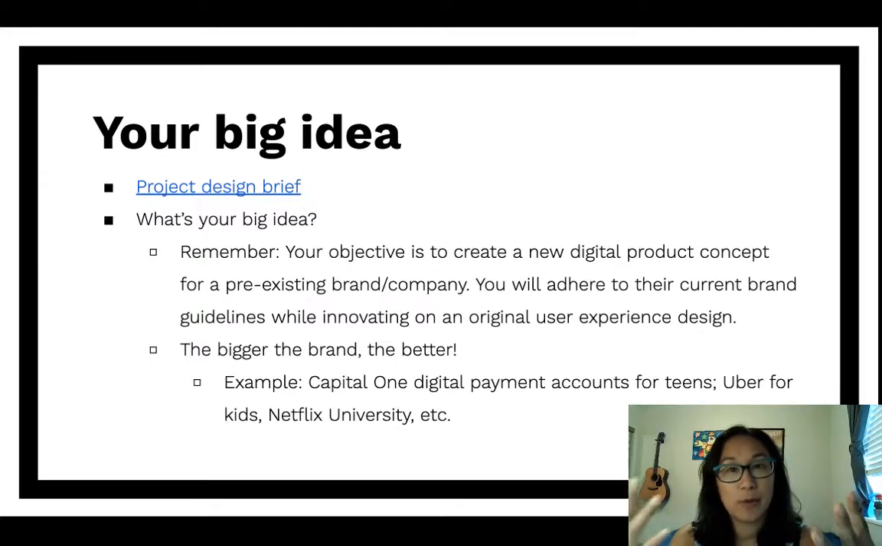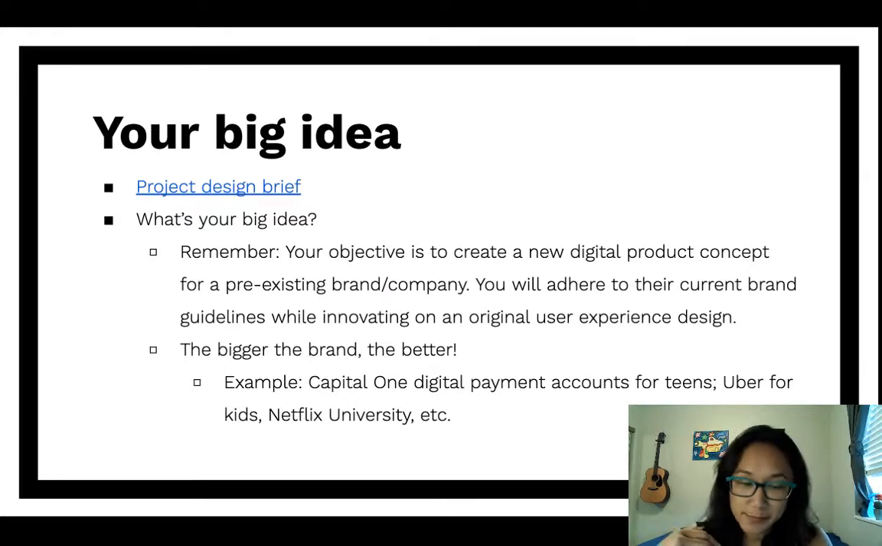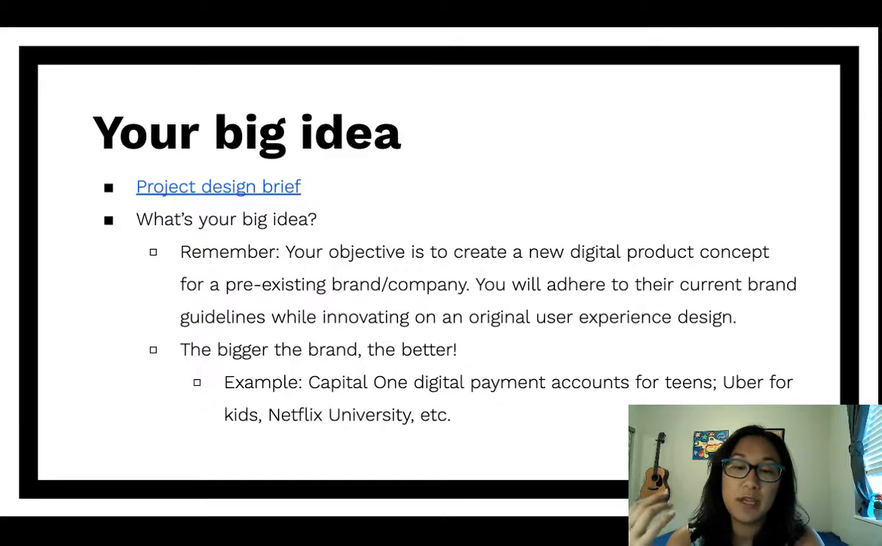In this case, the bigger the brand, the better, because that means that you'll have more design assets to work from, and you'll be able to essentially use the product before you start designing it. So an example of acceptable product ideas for this project would be a Capital One digital payment account for teenagers, an Uber for kids, Netflix for universities, etc. So we have a big company that you're going to select on your own, and then what we want to do is create this very specific experience for a very specific group of people, and make sure it's informed by some of the problem statements that you will uncover through your user research.